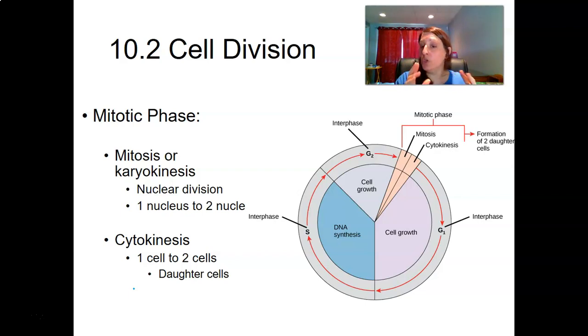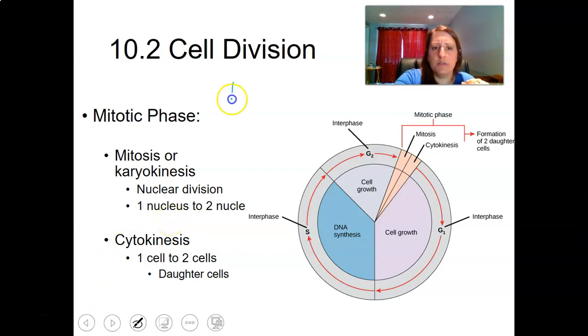So again, if this was a human cell, we would go from one nucleus with 46 chromosomes, if we want to be specific, 46 monad chromosomes. And by the end of mitosis, we would have two nuclei that each have 46 chromosomes. Again, if we want to be specific, those chromosomes would be monad chromosomes. Remember the difference between a monad and a dyad?